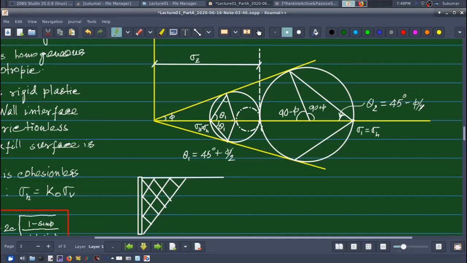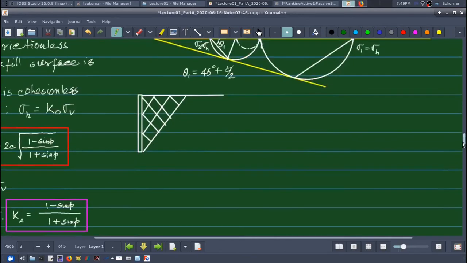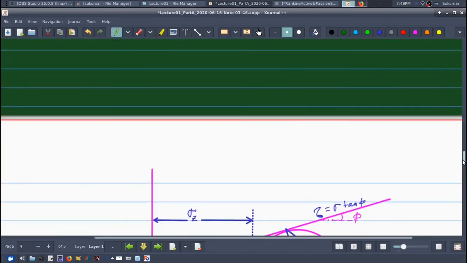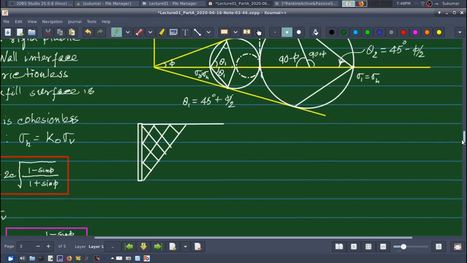So in the passive condition, my failure planes will be inclined with the horizontal at an angle of 45 minus phi by 2. So if I draw those failure lines, this is my active condition. Let me write it. Active. This angle is theta 1.